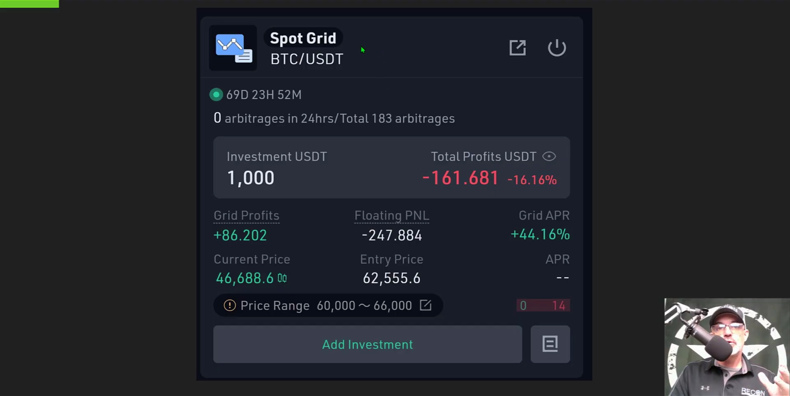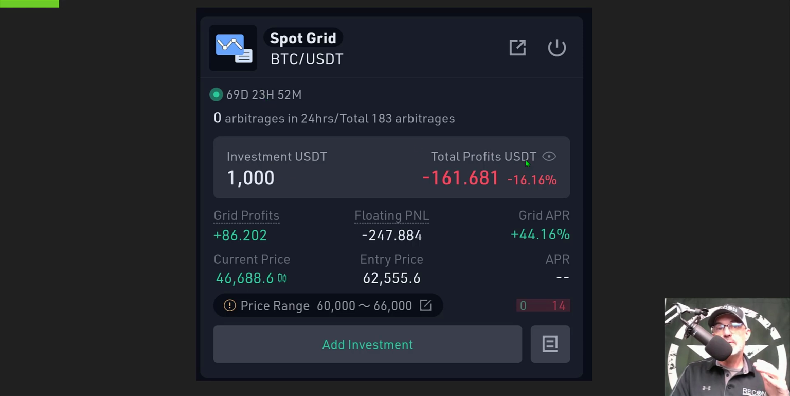So we'll start with the results from the Kucoin spot grid bot that I deployed, as you can see, 69 days ago, almost 70 days ago, so just over 2 months. The initial investment again was the $1,000 that I mentioned earlier, and the total profit or loss is just right around 162 USDT, or 16%. Now, if you remember just a moment ago, if I bought and held with this $1,000 back 70 days ago, I would have been down 25%.